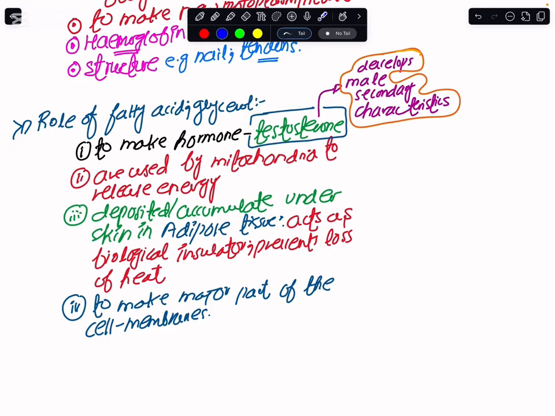Along with glucose, these fats also have the ability to be used by the mitochondria to release energy. So we say that these fatty acids and glycerol are also a source of energy.